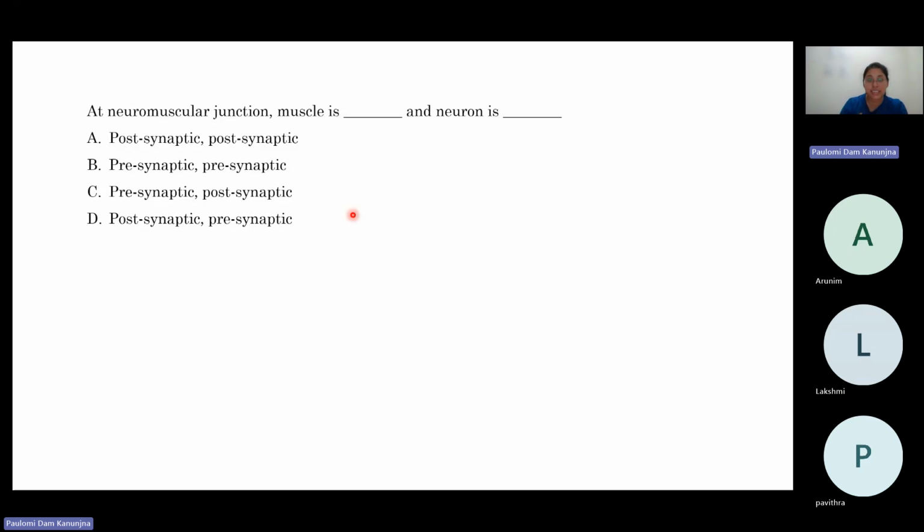Okay, now listen to this. At the neuromuscular junction, switching to the next topic, the muscle is dash synaptic, the neuron is dash synaptic. Synapse is basically the connection between neurons and muscles. So which one is what? Which one is post and which one is pre? Pre is in front, post is after.